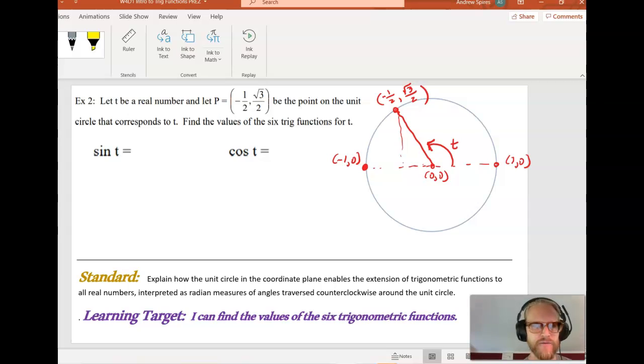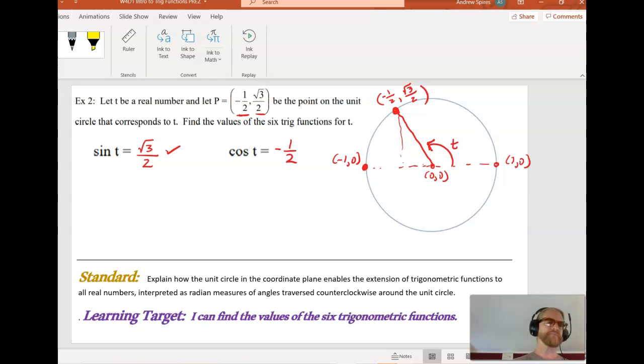So sine of T, by definition, is the y-coordinate. So sine of T is the y-coordinate, √3 over 2, and done. Cosine of T is the x-coordinate. Well, the x-coordinate of the point is -1/2. Straight definition. Sine of T is y, cosine of T is x.